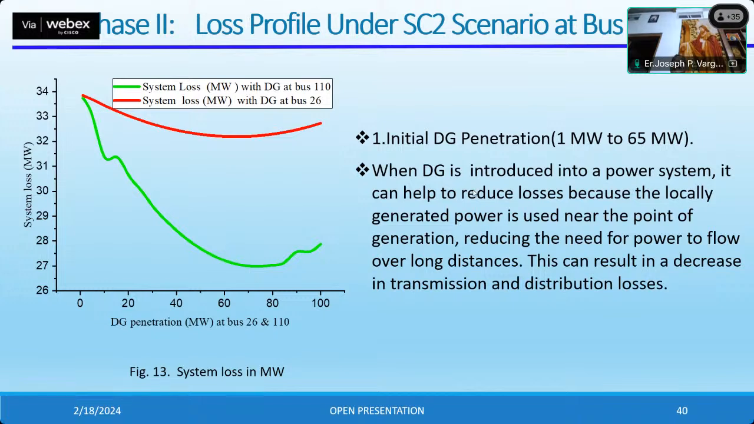When DG is introduced into a power system, it can help to reduce losses because the locally generated power is used near the point of generation, reducing the need for power to flow over long distance. We are reducing the flow to long distances while we use the local DGs. This can result in a decrease in transmission line and distribution losses.